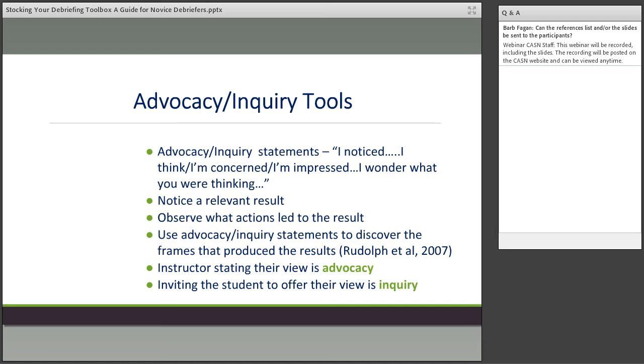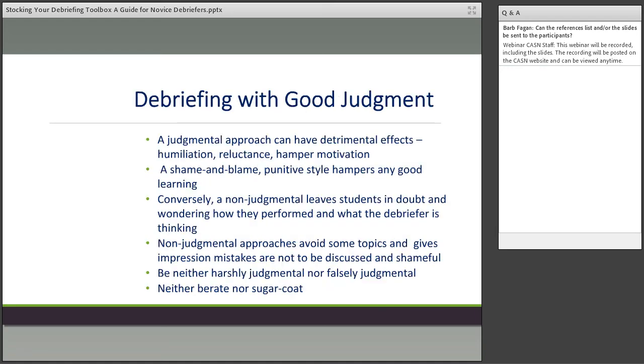And the other thing it leads into is debriefing with good judgment. Again, this is a form of debriefing, but a lot of the things that come into debriefing with good judgment can go in any structure you use. We're all judgmental human beings. That's just the way we are. So you think, well, I'm just going to be non-judgmental. But you know what happens when we're non-judgmental with students? Then they wonder what we're thinking.